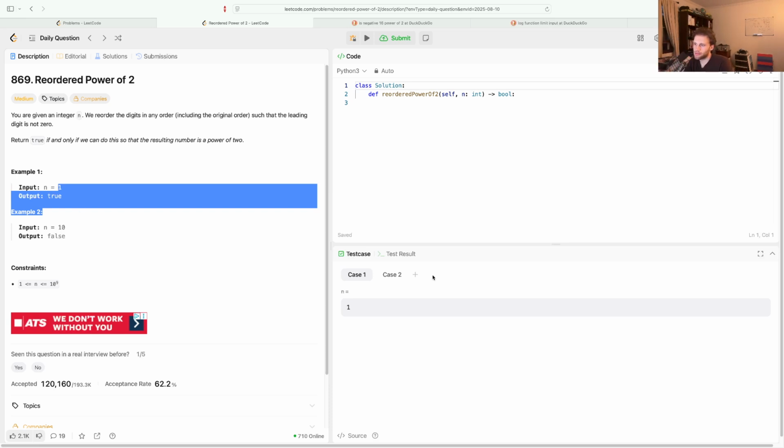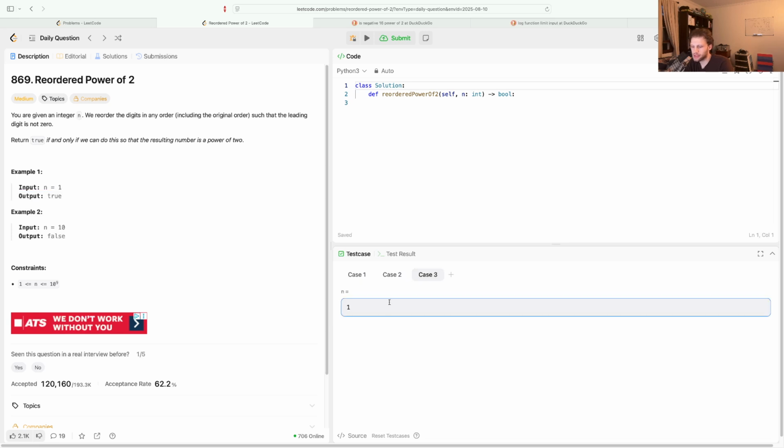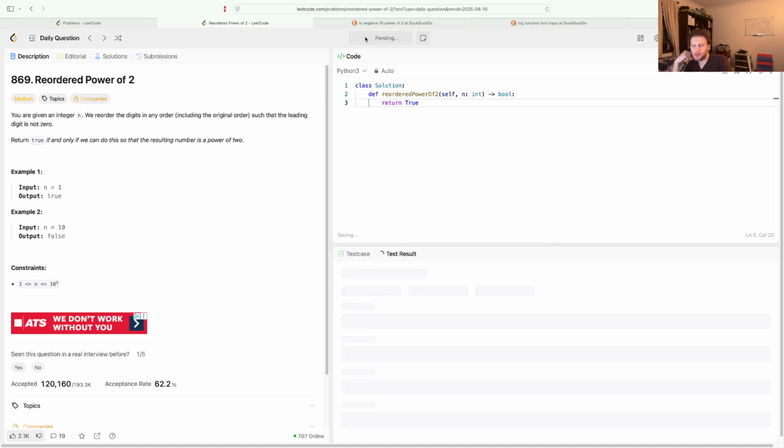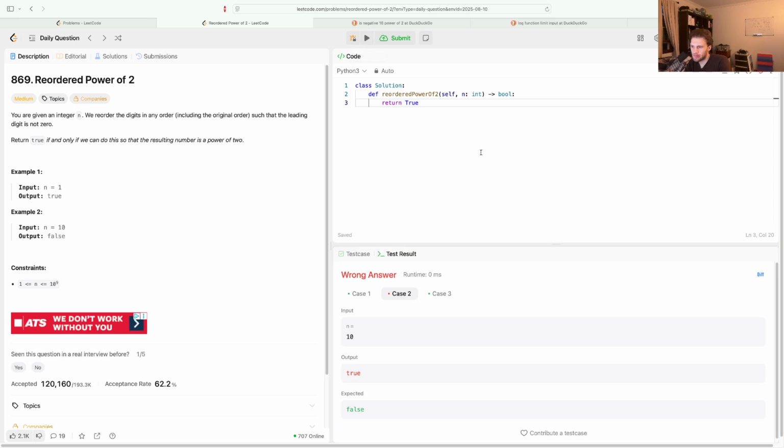So like, for example, let me just do a test case here. Like 61 is going to be true because you can reorder it to 16. Is that what it's saying? Yeah. Hmm. n could be 10 to the 9th. Interesting.